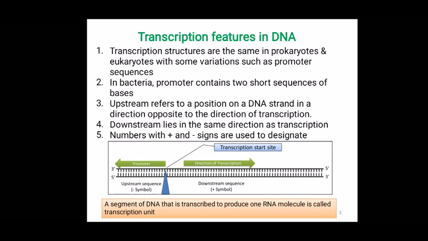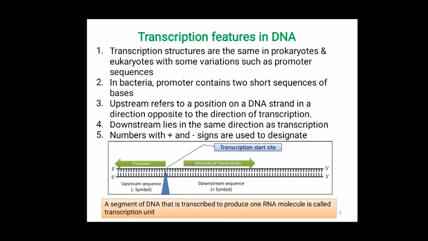The transcription structures are the same in prokaryotes and eukaryotes with some variations, such as the sequence of the promoter and the place of the promoter. In bacteria or prokaryotes, the promoter contains two short sequences of bases which are located before the transcription initiation site. The term upstream refers to a position on the DNA in a direction opposite to the direction of transcription. Another term, downstream, lies in the same direction as the transcription.